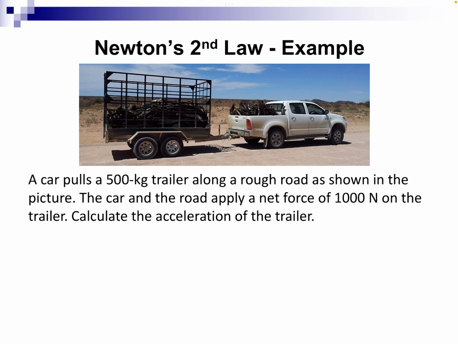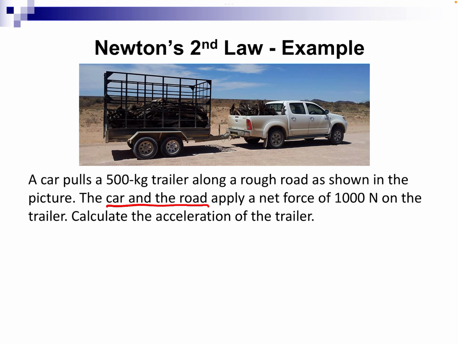Another example: a car pulls a 500 kilogram trailer along a rough road, as we can see in this picture here. The car and the road apply a net force of 1,000 newtons on the trailer. Calculate the acceleration of the trailer. We drew the free body diagram of this scenario already earlier, with the car being towed by a ute, except this time we replace the car with a trailer.